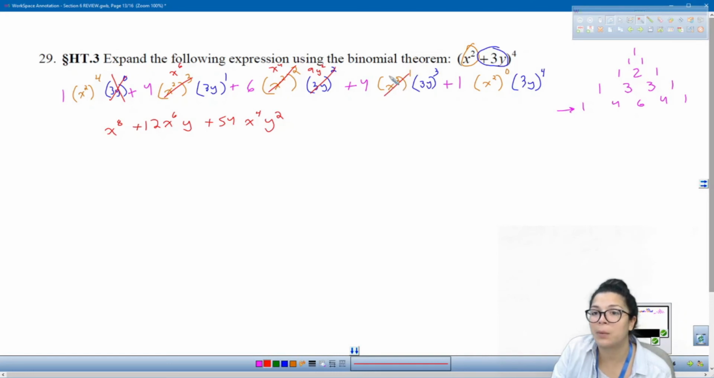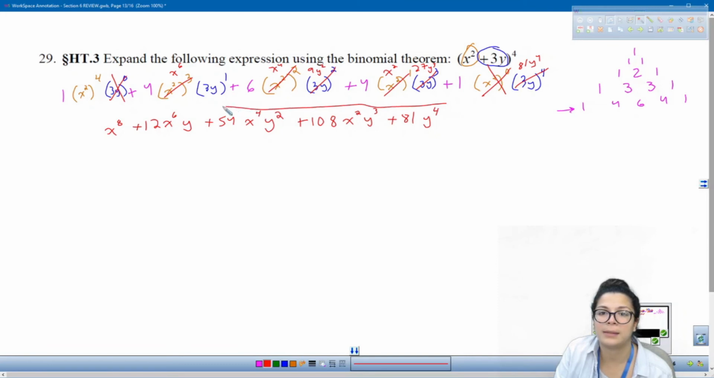X squared to the power 1 is x to the power 2. 3 cubed is 27. Y cubed is just y cubed. Now 27 times 4 is 108. And then x squared y cubed. And then lastly, anything to the power of 0 is 1. 3 to the power of 4 is 81. And y to the power of 4 is y to the power of 4. So this is 81 times 1, which is just 81, y to the power of 4. And that is the expansion.